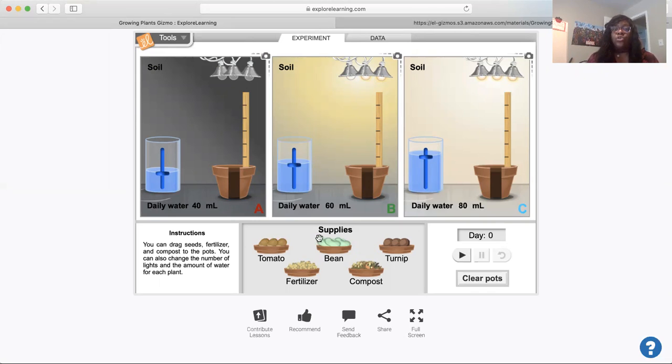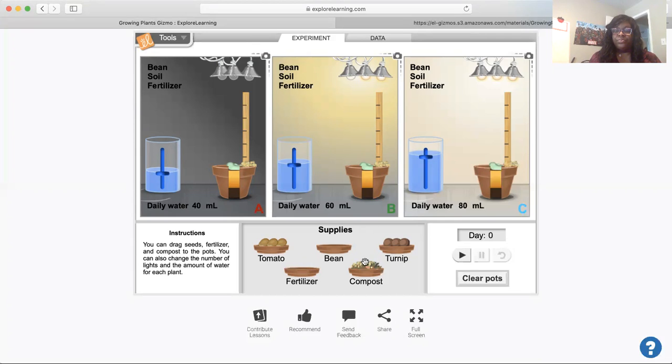We're going to do a bean, like Jack and the Beanstalk. We're going to be growing a bean. Now we're going to add a little fertilizer. This is the food, fertilizer in the soil. Compost. And now we're going to watch and see what happens to each one of the plants.